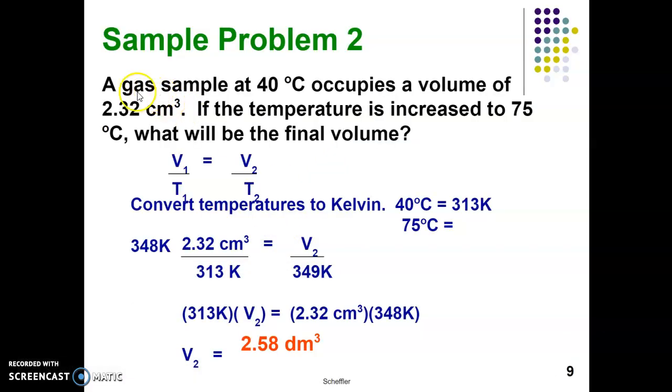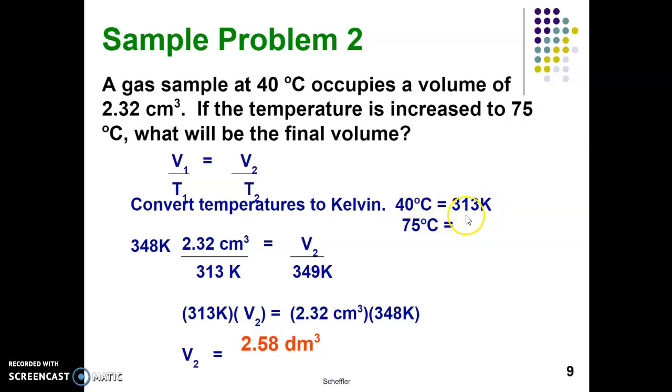So we have our sample problem here. A gas sample at 40 degrees Celsius occupies a volume of 2.32 centimeters cubed. If the temperature is increased to 75 degrees Celsius, what is the final volume? So we have V1 over T1 is equal to V2 over T2. We have to convert the temperatures to Kelvin. So we have 40 degrees Celsius and 75 degrees Celsius.